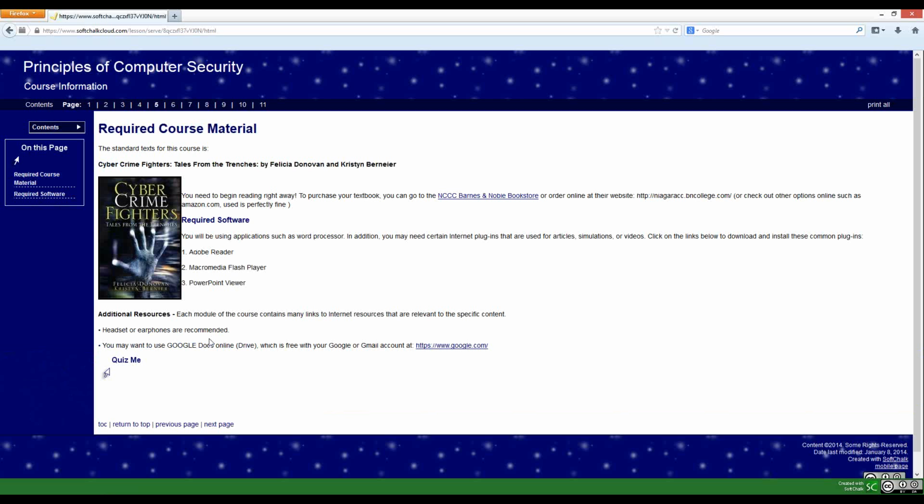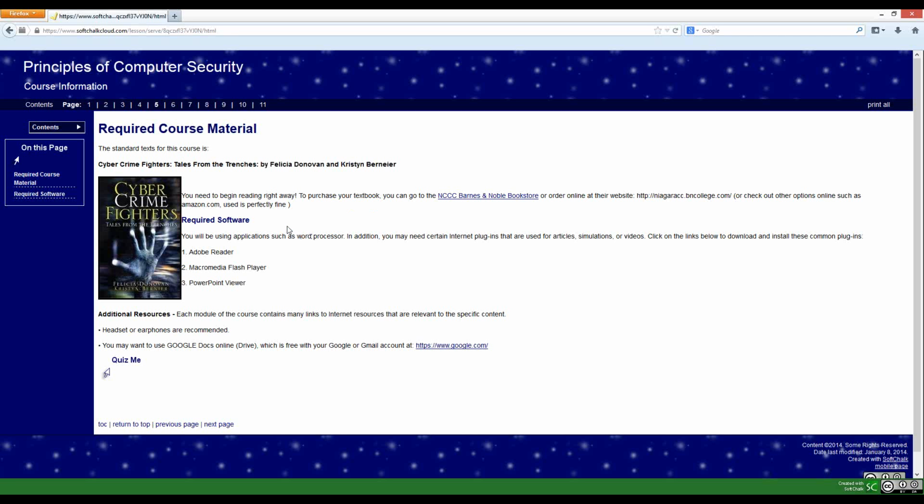And on the next page we have the required course materials. So certainly something that's typically included in a syllabus. Here we have a visual of the cover of the textbook to help students recognize it, and information about where they can go to purchase it and that they're going to need it right away. So giving this information to the students at the beginning of the course is standard practice, certainly best practice, so that the student can have what they need right away to be successful.